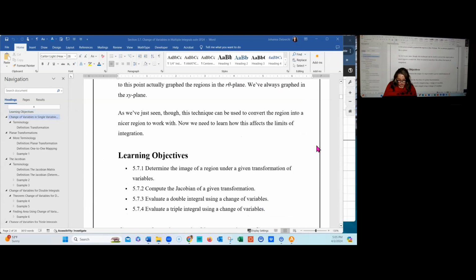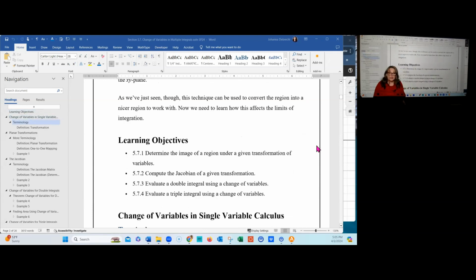Now, this technique can convert from a not so nice region to integrate over into a nicer region to integrate over, or it can make the actual integrand a simpler, more pleasant form to work with. However, it does change those limits of integration, as we saw in the last example.